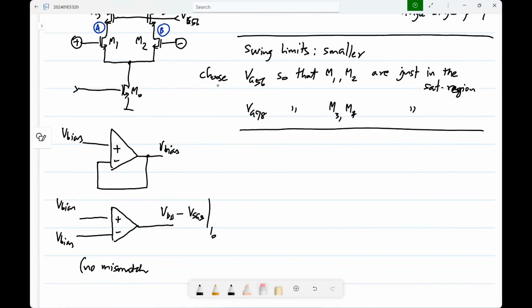Now, when you place this in feedback, first of all, if V bias happens to be the same as this, it need not be, but let's say I chose V bias to be the same as that one. What happens when you connect it in feedback? So basically, all the three voltages are still the same and nothing will change. Now, in reality, of course, V bias can be different from this. So let us say that V bias is VDD minus VSG3 plus some delta V.